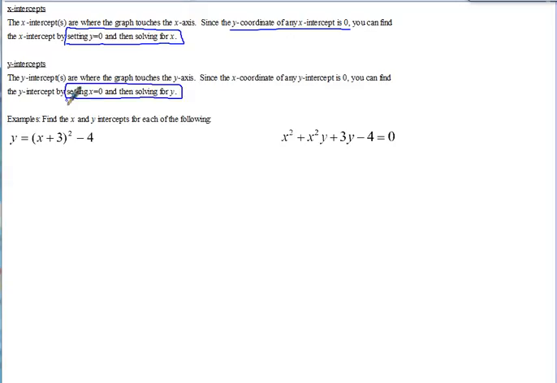And that works for any equation. They don't have to be functions. Or for anything. Find x, y-intercepts. So the examples here say find the x and y intercepts for each of the following. All right, so you can start with either one.